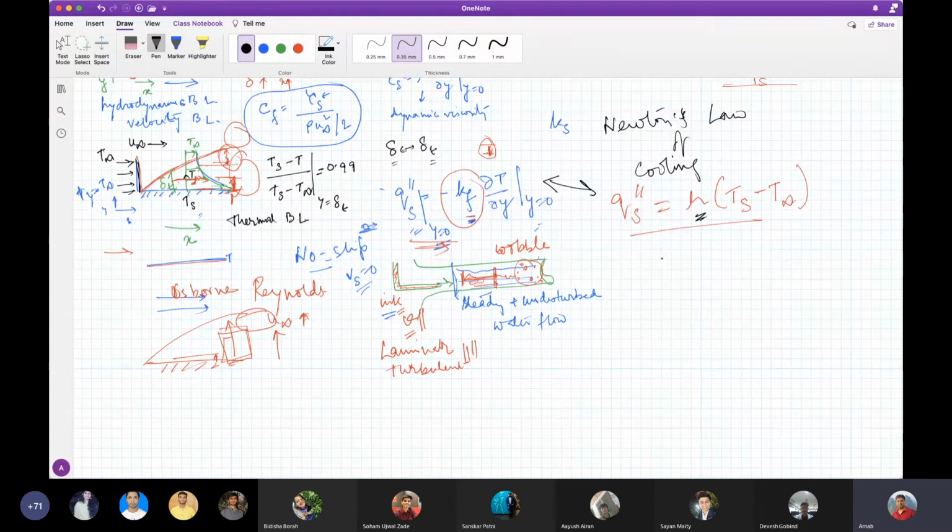This heat transfer coefficient, the convective heat transfer coefficient, h is equal to minus kf dT/dy at y equals 0, divided by Ts minus T infinity.